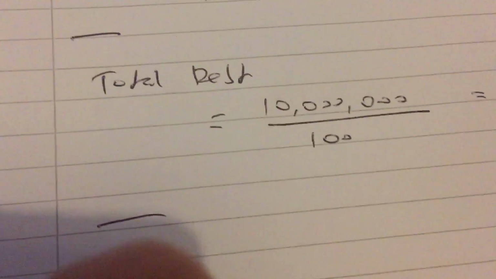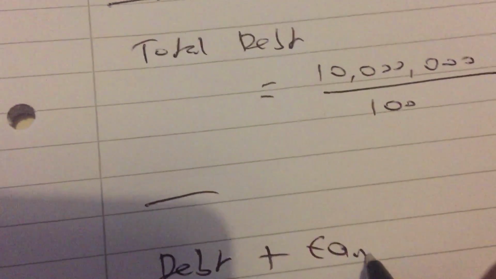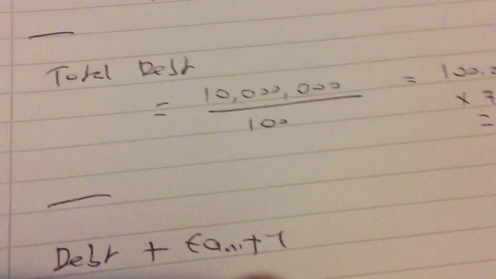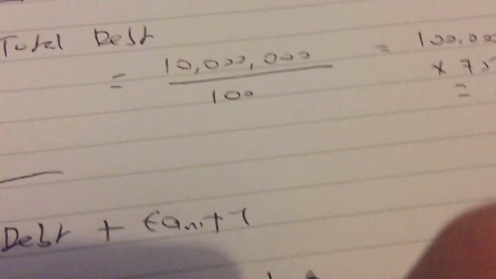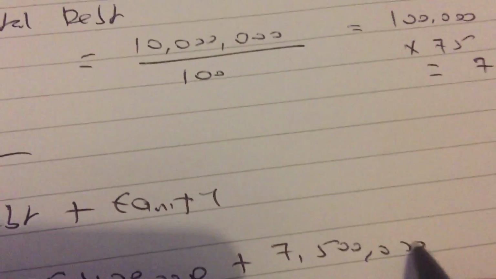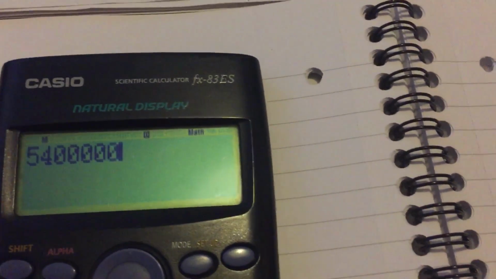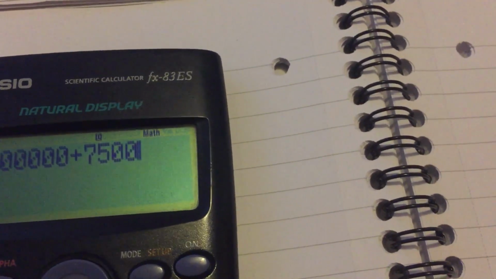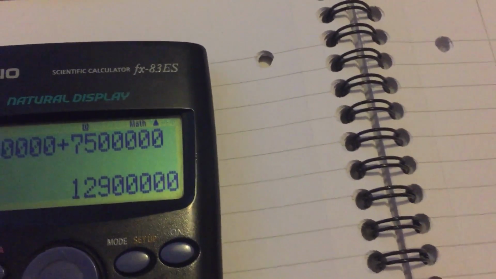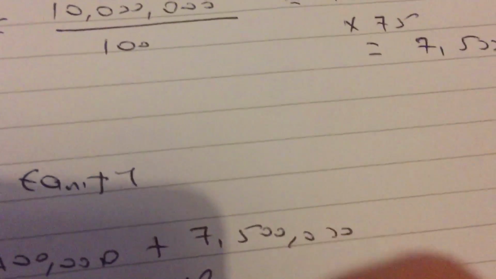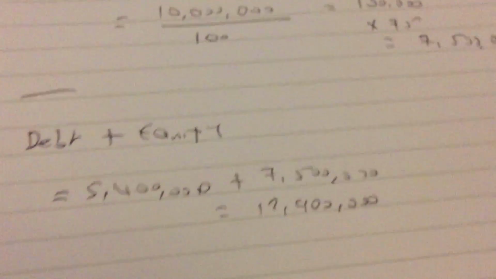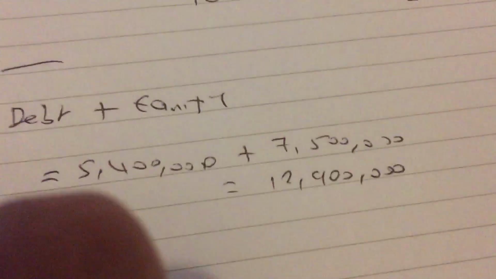Now we want to work out what debt plus equity is. We worked out 5,400,000 for equity, and our debt is 7,500,000. So 5,400,000 plus 7,500,000 equals 12,900,000. So we want to do our weighted average cost of capital.